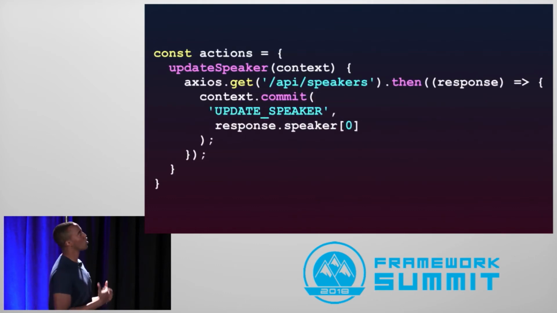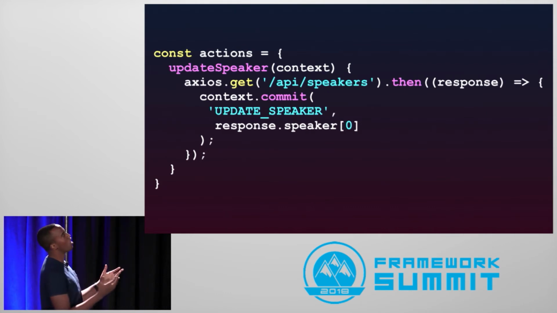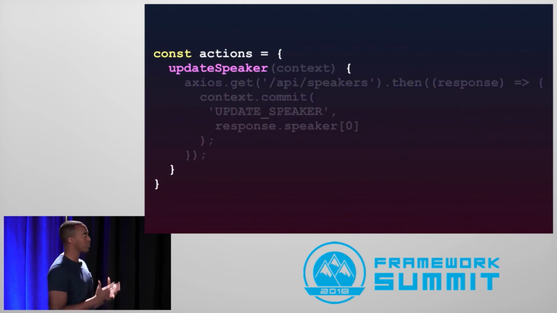Actions exist to call mutations, but in addition, in Vuex, actions are responsible for performing any or all asynchronous calls prior to committing to a mutation. Here we have an update speaker action. Now, like mutations, actions have access to a unique object right away.